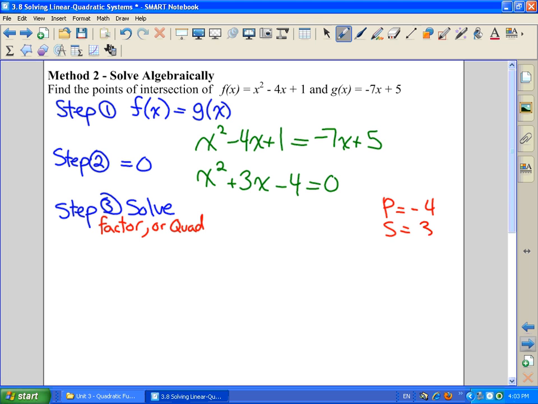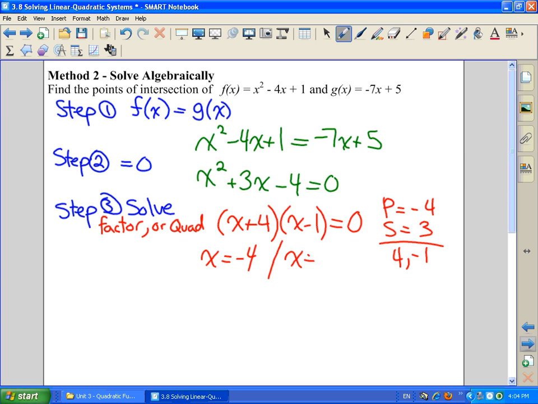Sum equals 3. What values do we get there, folks? You're going to have 4 and negative 1. So this is easy to factor, folks. It's going to be (x + 4)(x - 1) = 0. Don't forget that we haven't solved it. We have just factored it. So x = -4 and x = 1.